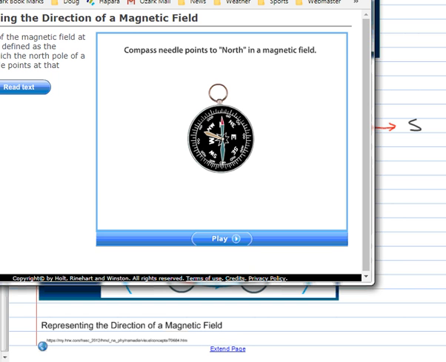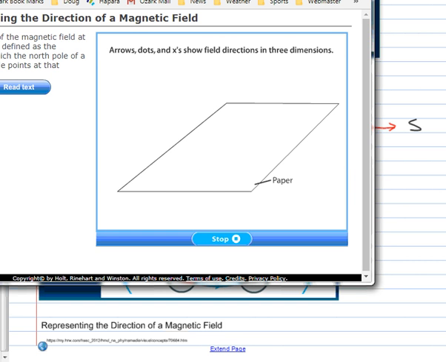A compass needle points to north in a magnetic field. The north pole of a compass needle points in the direction of a magnetic field. To show directions of magnetic fields in drawings and photographs, we use a set of three symbols. A series of arrows shows the direction of a magnetic field in the plane of the paper. A series of dots for the heads of the arrows represent a magnetic field pointing up from the page. A series of X's for the tails of the arrows represent a magnetic field pointing down through the page.